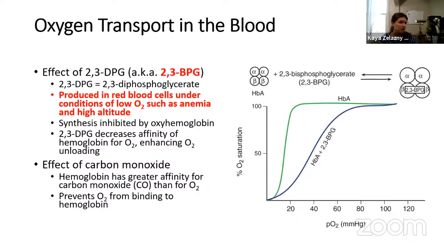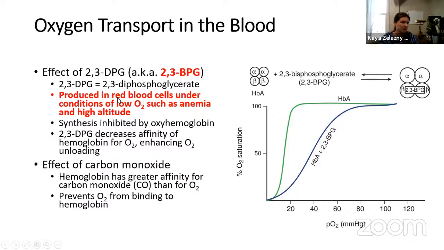But other things that can create low oxygen environments are things like high altitude. As you go up, you've heard some people get altitude sickness, right? That's partially because we're going to have lower O2 when we get really, really high above sea level. Okay. So BPG synthesis is inhibited by oxyhemoglobin, which is why we only see this effect under low O2 levels. And this 2,3-DPG molecule decreases the affinity of hemoglobin, right? So it's a rightward shift, meaning that it's easier to get O2 off of our hemoglobin and into our tissues, right?